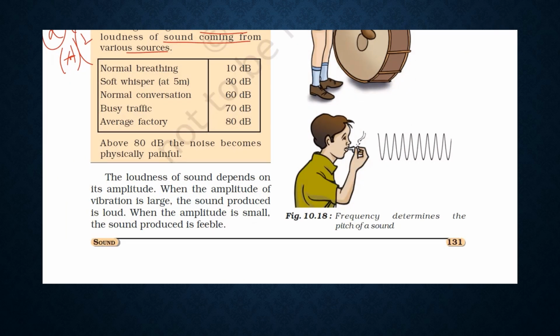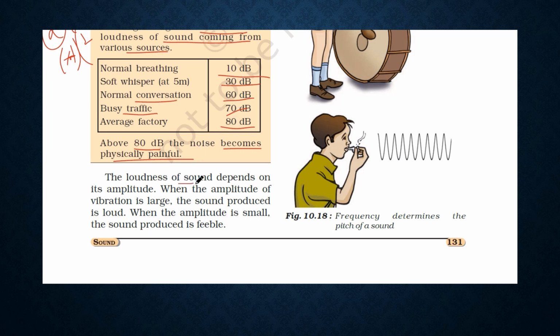So, let us see what the decibel levels are. For normal breathing, it is 10 decibel. Soft whisper, it is 30 decibel. Normal conversation, 60 decibel. Busy traffic, it is 70 decibel. And an average factory is 80 decibel. Above 80 decibel, the noise becomes physically painful.